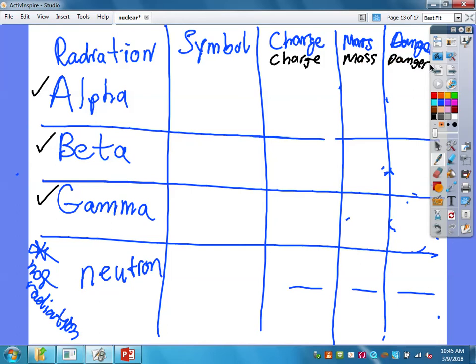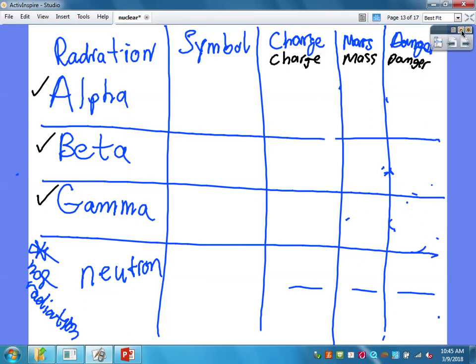When I say danger, I'm going to talk about what you need to block that type of radiation. And you're going to see that I only do that with the types of radiation. If I start with neutron real fast, the symbol for neutron will be N, 1 over 0, and I'm going to explain on the next slide what the 1 and 0 basically mean. So alpha. Alpha turns out that it's the size of a helium nucleus. So we use that symbol for alpha, 4 2 He.